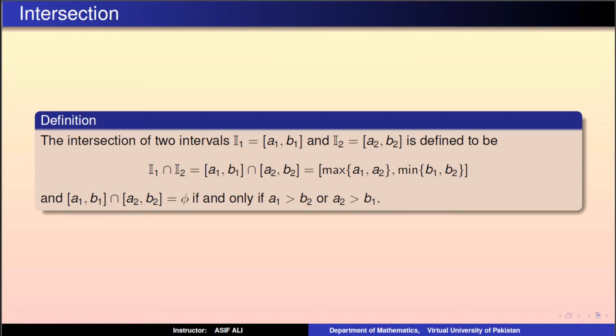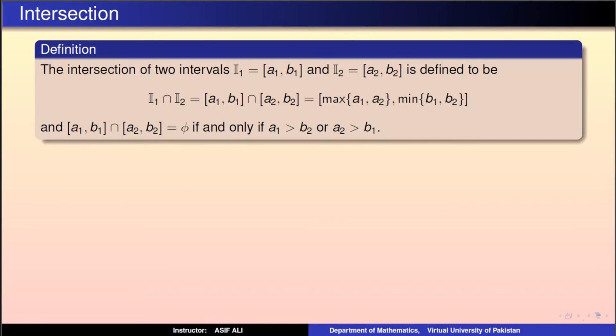Topic is intersection of two intervals. Definition: the intersection of two intervals I1 = (A1, B1) and I2 = (A2, B2) is defined to be I1 ∩ I2 = (A1, B1) ∩ (A2, B2) = (maximum of A1, A2, minimum of B1, B2), and (A1, B1) ∩ (A2, B2) is equal to the empty set if and only if A1 greater than B2 or A2 greater than B1.